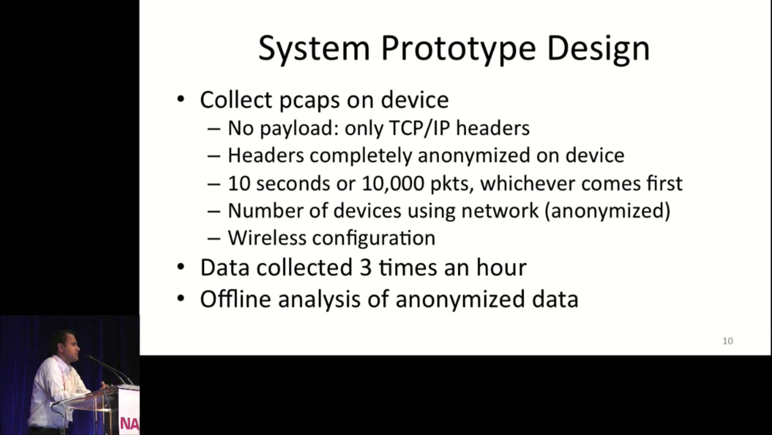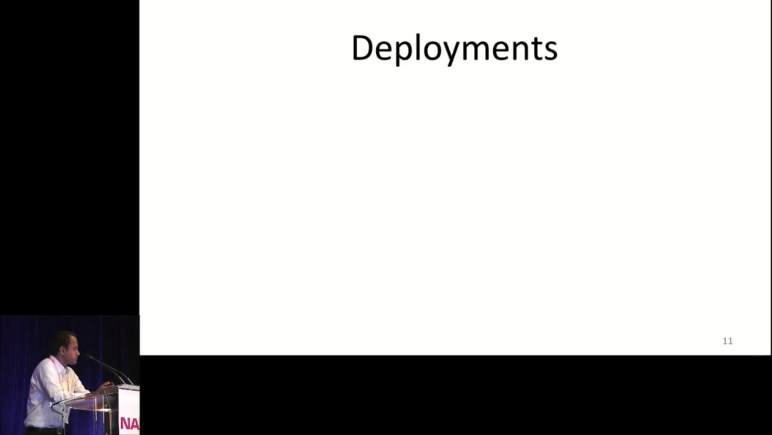And these gateways are really resource constrained. They only have a few megs of available storage and not a big CPU. So we only run this periodically for about 10 seconds at a time, or about 10,000 packets. We also collect some metadata, like the number of devices using the wireless network, again anonymized, the wireless configuration, and so on and so forth. We collect this data about 3 times an hour, and we do offline analysis of bottlenecks.